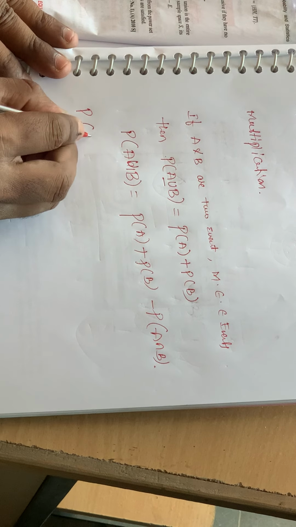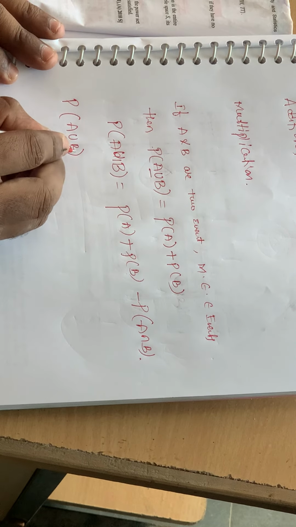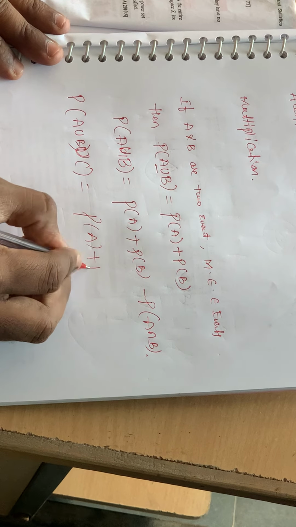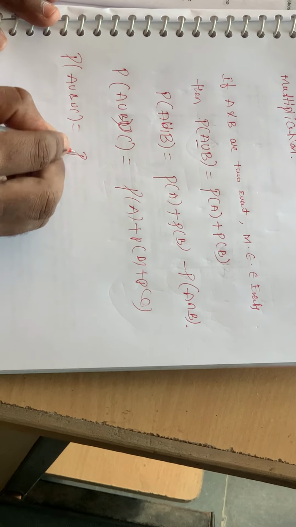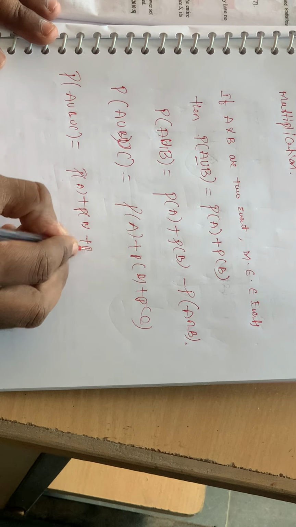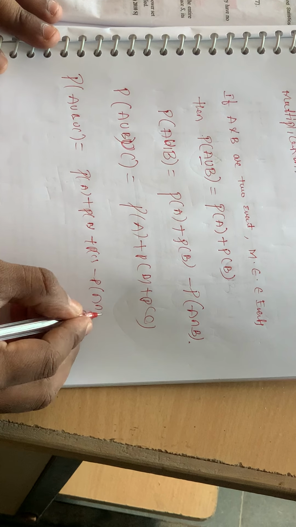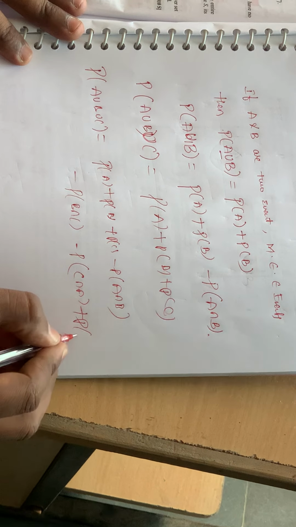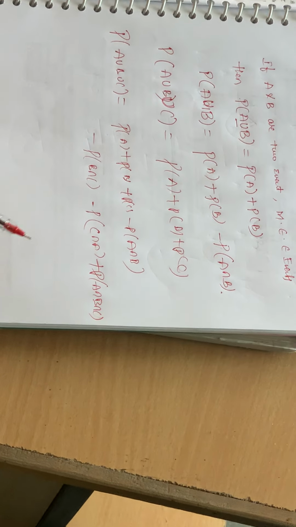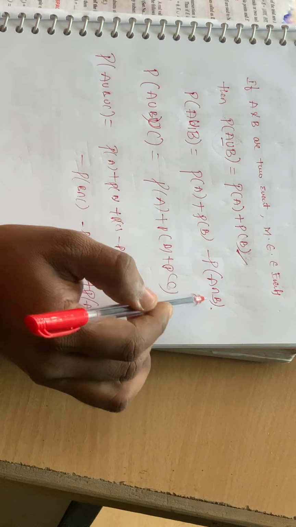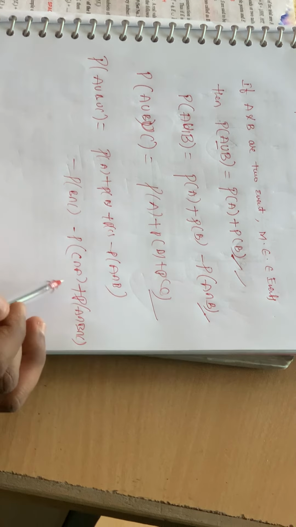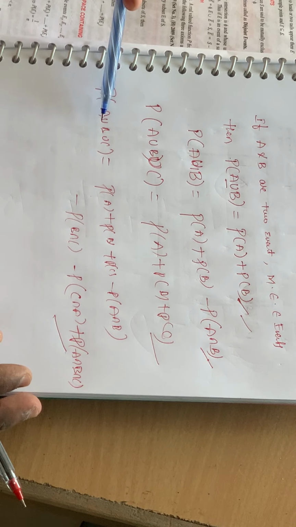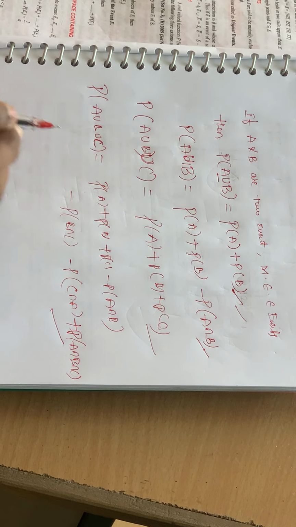For example, for 3 mutually exclusive events, P of A union B union C equals P of A plus P of B plus P of C. For non-mutually exclusive 3 events, P of A union B union C equals P of A plus P of B plus P of C minus P of A intersection B minus P of B intersection C minus P of C intersection A plus P of A intersection B intersection C. So these are the formulas for the addition theorem for 2 events, mutually and non-mutually, and for 3 events, mutually and non-mutually, right? So next is the multiplication theorem.